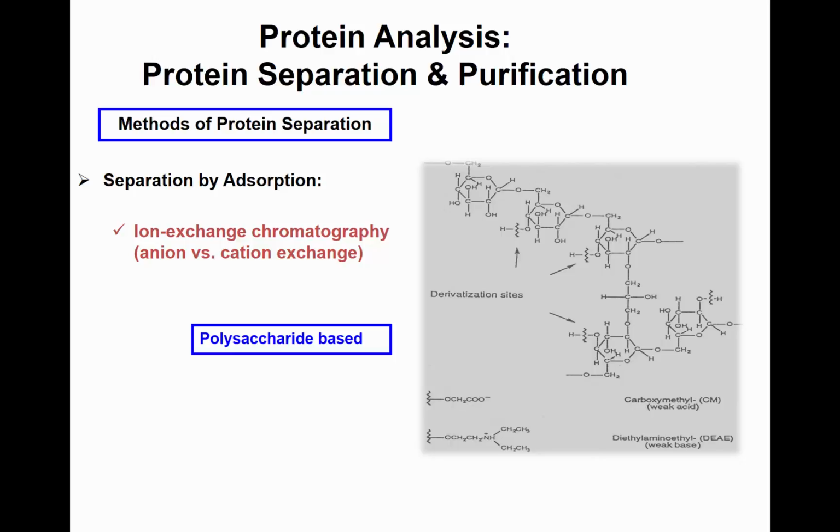If you derivatize with a weak acid, then your stationary phase is negatively charged, and it would become a cation exchanger. If you derivatize with a weak base, then you have a positively charged stationary phase, and you will separate negatively charged proteins. That would be an anion exchanger. Again, this is a refresher. You can go back to the references to remember your chromatography principles.